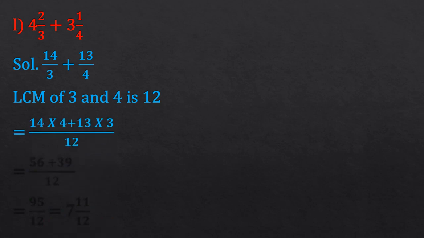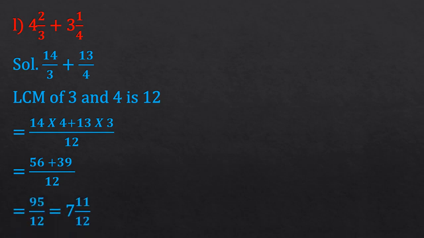Now 12 divided by 3 is 4. So 14 multiplied by 4, plus 12 divided by 4 is 3, so 13 multiplied by 3. 14 4s are 56 plus 13 3s are 39. 56 plus 39 upon 12, which becomes 95 upon 12. This is an improper fraction, so convert into mixed fraction by dividing it. Yes, 7 11 upon 12. Clear? I have done a few parts of the homework sums for you because the rest of the parts are the same. Okay? Thank you.